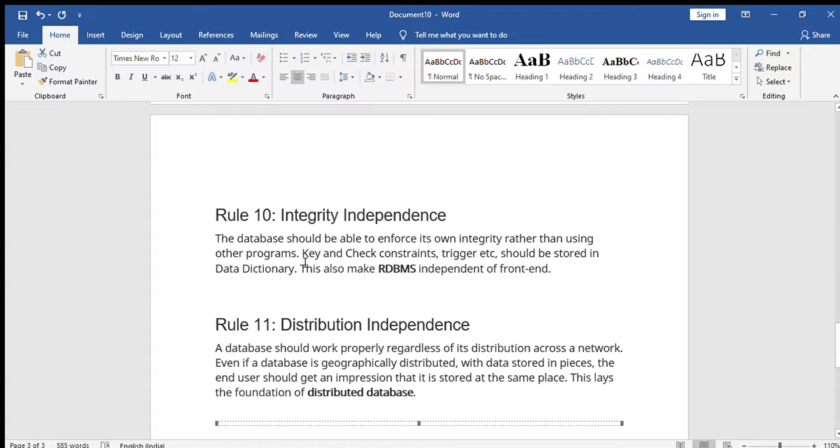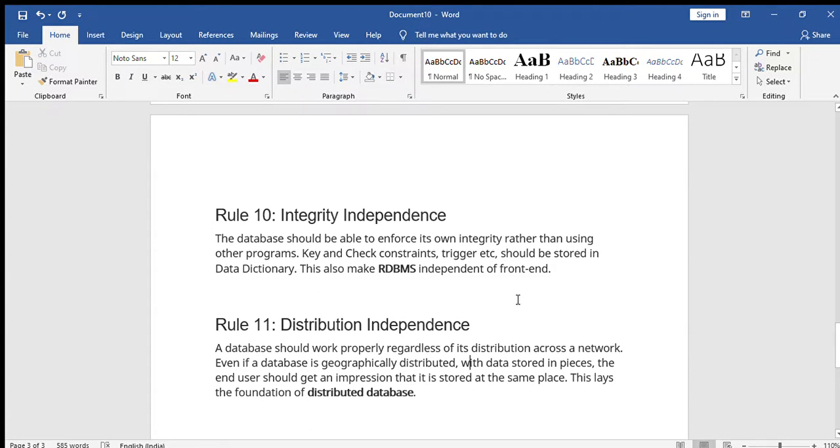So the database should be able to enforce its own integrity rather than using other programs. Key constraints and check constraints, triggers, etc. Primary key, foreign key, candidate key, super key, composite key. These are the key constraints. And check constraints and trigger constraints should be stored in the data dictionary. This also makes the RDBMS independent of the front end.